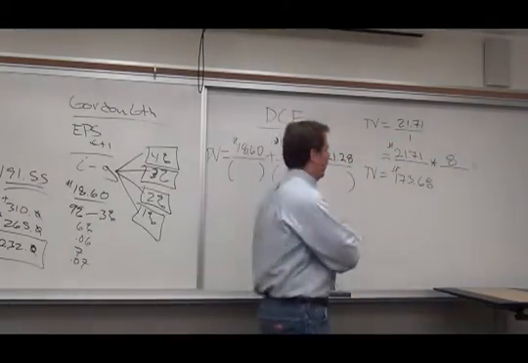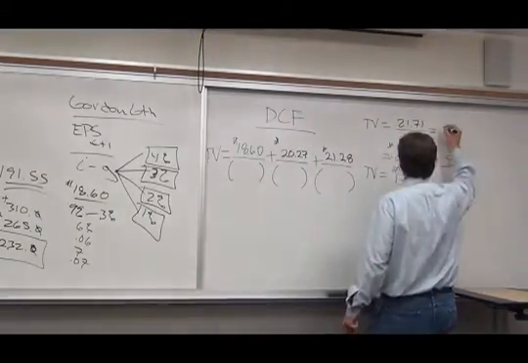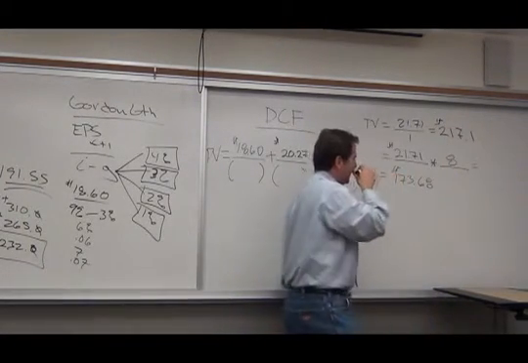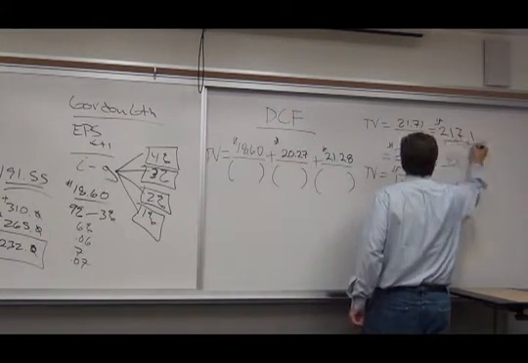So what is 21.71 divided by 0.1? 217.1. Okay. All right, we got another approach.